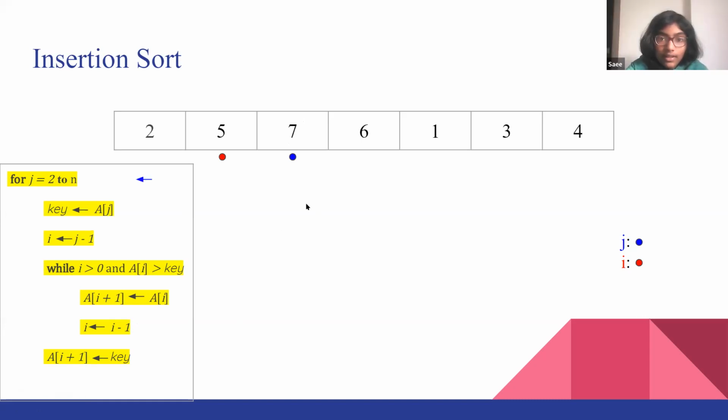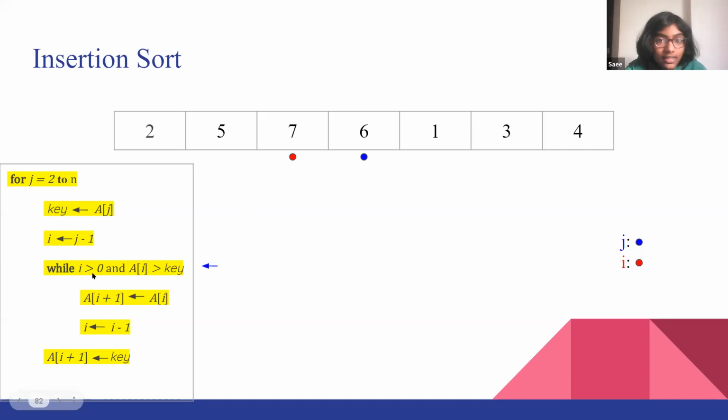Okay, now we'll increase J. And what does the value of J become? 4. Trick question. 4. Awesome. Not 6, 4. And what is the value of key? 6. Yay. And what is the value of I? Trick question again. 3. 3, awesome.